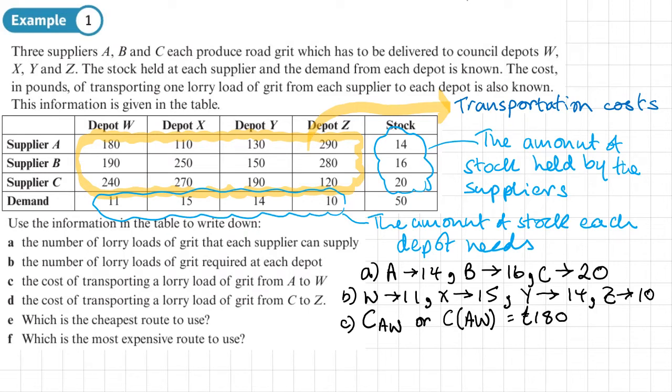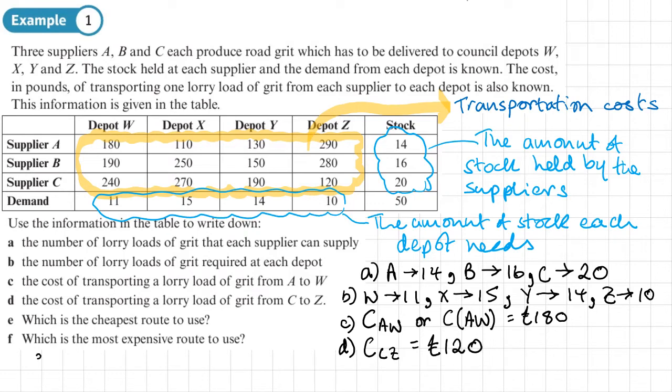Then I'll move on to part D, and part D is asking us to find out the cost of transporting a lorry load of grit from C to Z. So from C to Z, that's going to be this one here, 120. I'm actually going to write it like this, cost CZ, like that. I prefer writing the subscript way, and that's going to be 120 pounds.